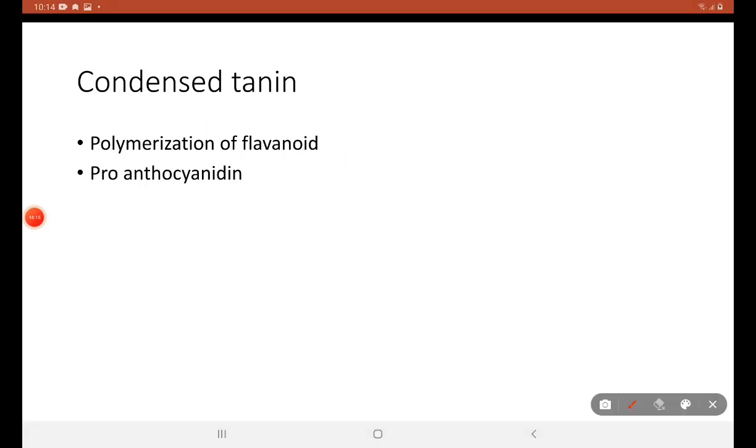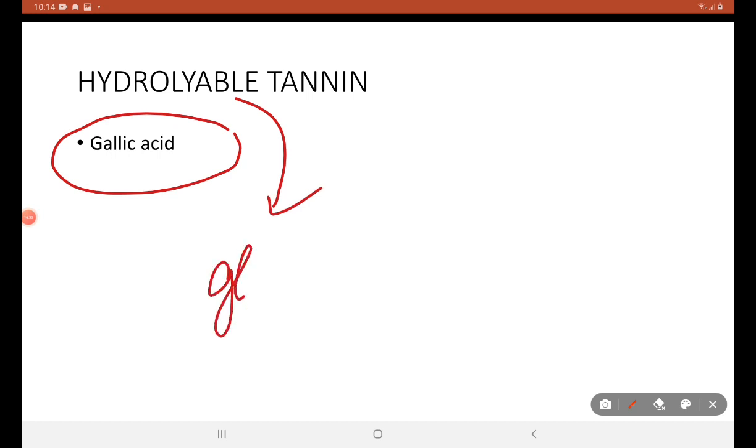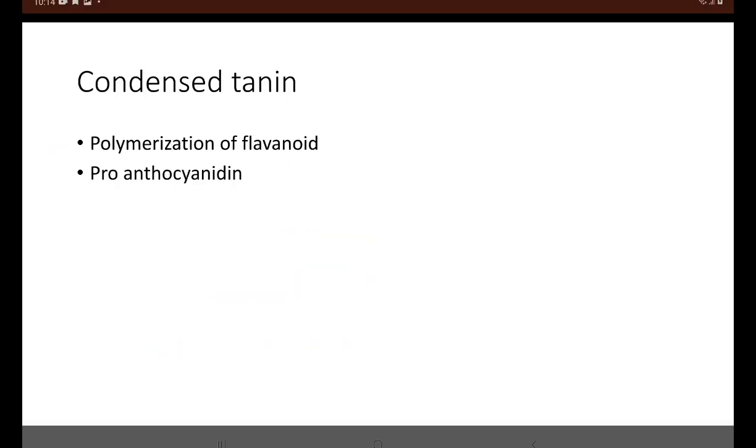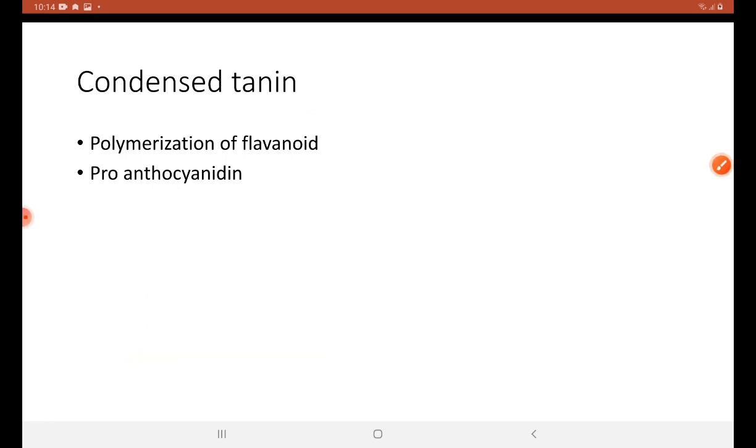Condensable tannins are compounds formed by polymerization of flavonoid. These are also known as proanthocyanidin. Hydrolyzable tannin is made from esterification of glucose. This is the point. Condensable tannin is made from polymerization of flavonoid. This is the key point here.